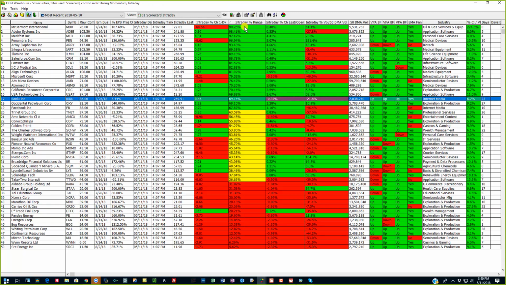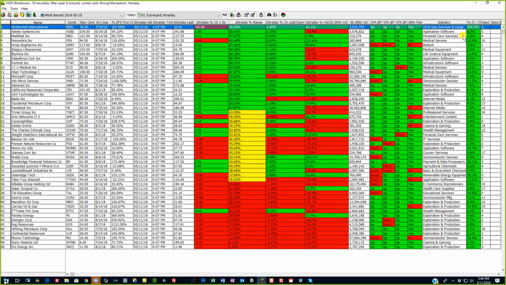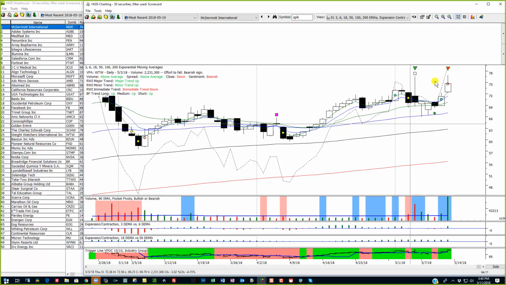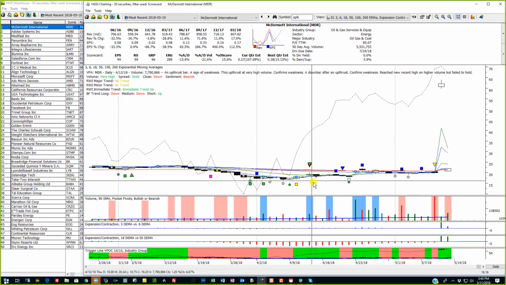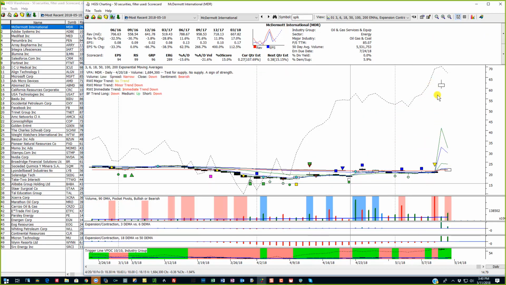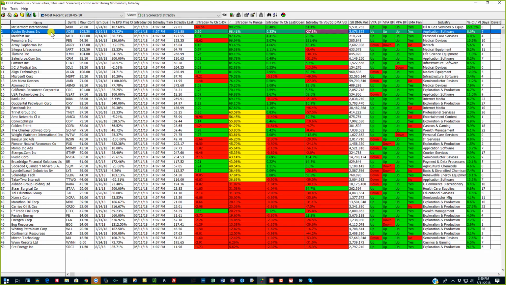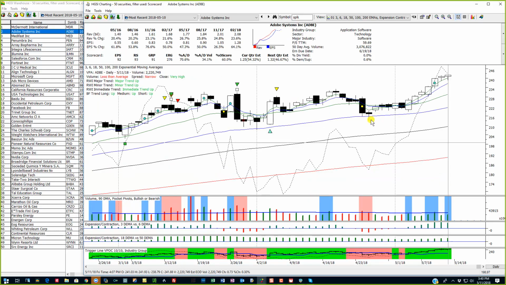Let's see. I'm going to sort on intraday range. McDermott International, Oil and Gas Services. This one closed... well, I don't know what happened here. This is some sort of stock split or something. I'll have to look that up. Adobe, another beautifully trending stock that's been basing for a long time now. Excuse me, it looks like it wants to go up.